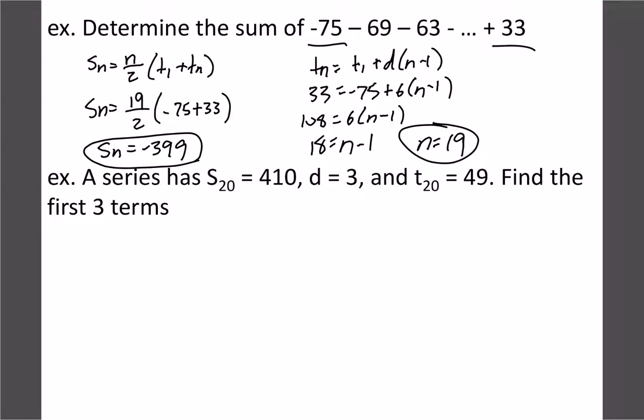Okay, so here's another one. We've got a series as S20 is 410. We've got a difference of 3. We have term 20 is 49. The question's asking, what are the first 3 terms? So you can see if we were to look at our Sn again, let's use the easy formula.